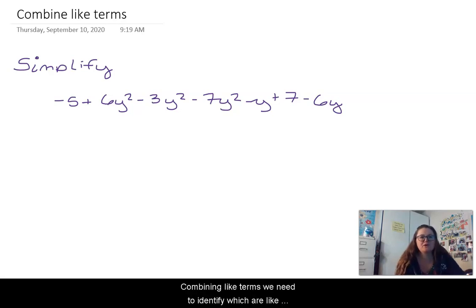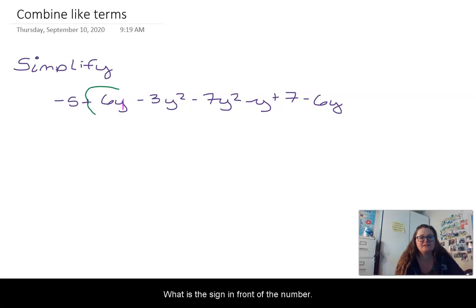So for combining like terms, we need to identify which are like terms. So I'm going to go through, I like to go highest power to lowest power. So I see here I have a 6y squared, and I have a negative 3y squared. It's always important, I'm going to use a pen here, not a highlighter, it's always important to see what is the sign in front of the number. So see, this is positive 6y.